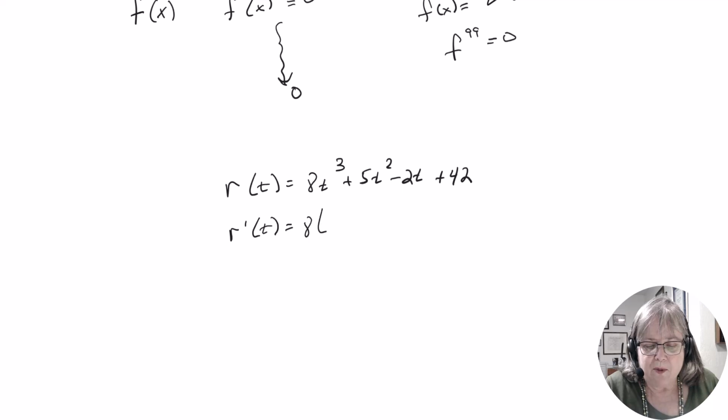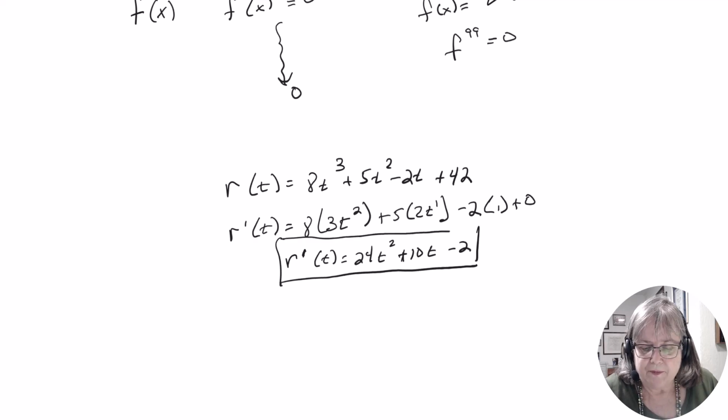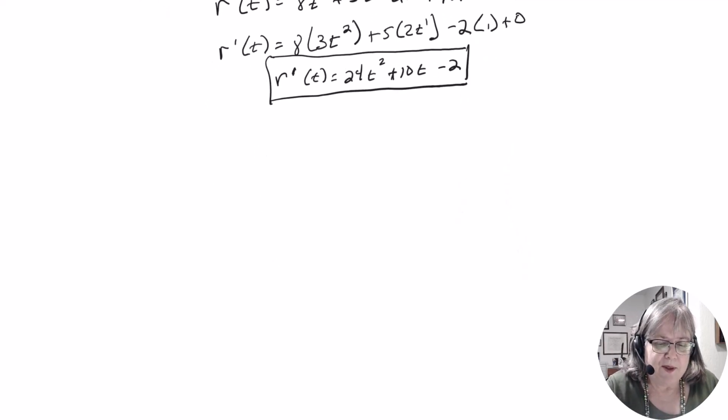So we have our 8. We bring the 3 down, leave the t alone, take 1 off the power. Plus 5, bring the power down, leave the t alone. There's a reason I keep saying leave it alone. It's for later. Take 1 off the power. Minus 2, the derivative of t is 1, and the derivative of 42 is 0. So r prime of t is 24t squared plus 10t minus 2. There you go.